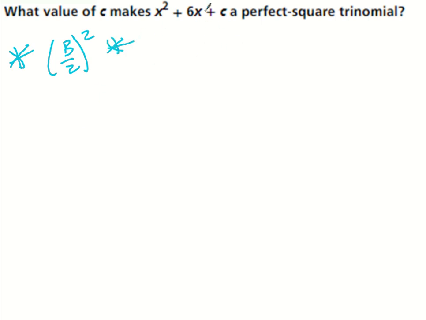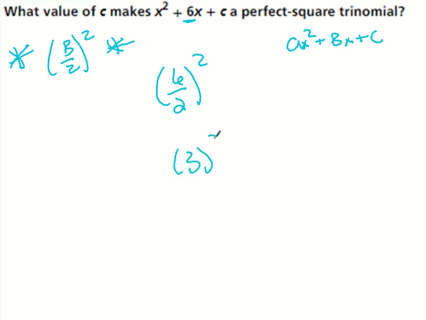And that's when I don't have a c value. So if I take 6, because 6 is the b value here. We know this is ax squared plus bx plus c, so the b is always the one attached to the x. If I take this 6 and divide it by 2, and then square all that, that's 3 squared, which is 9. So the value for c to make this a perfect square trinomial is 9.